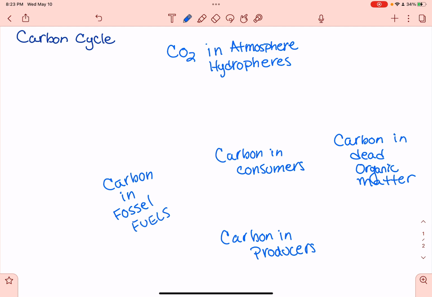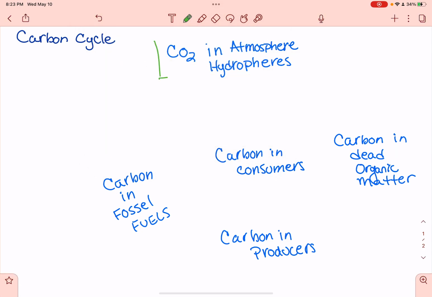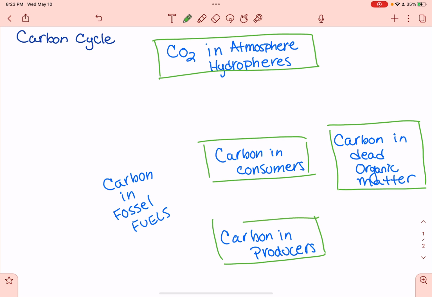Okay, so what we're looking at are what we call sinks or pools of carbon, and you, yes, you are a consumer, and your little body is made up of a lot of carbon molecules, so you are considered a sink, a place that stores carbon. I'm going to go ahead and put a square around all of the sinks.